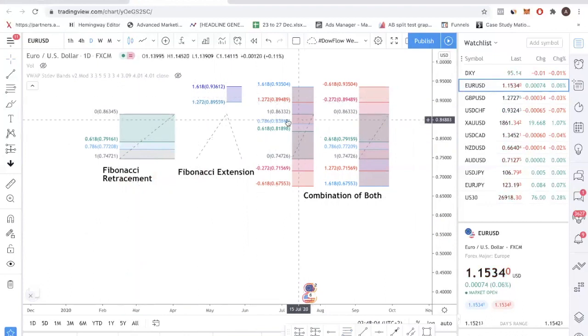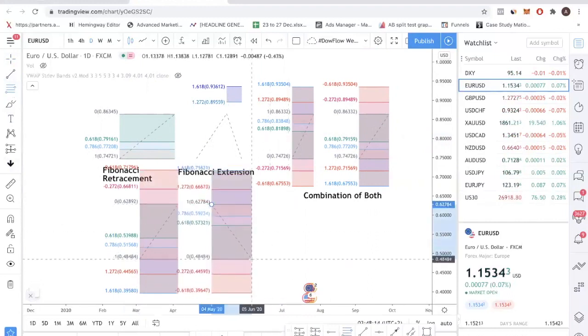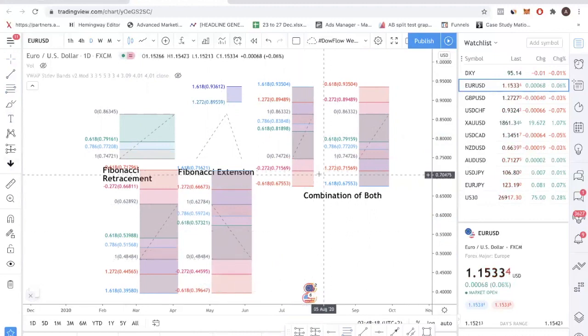So if you can see, even if I reverse the order, regardless of whether I draw it low to high or high to low, the levels are the same. So this makes my life so much easier because I can just draw once and I can see the levels.